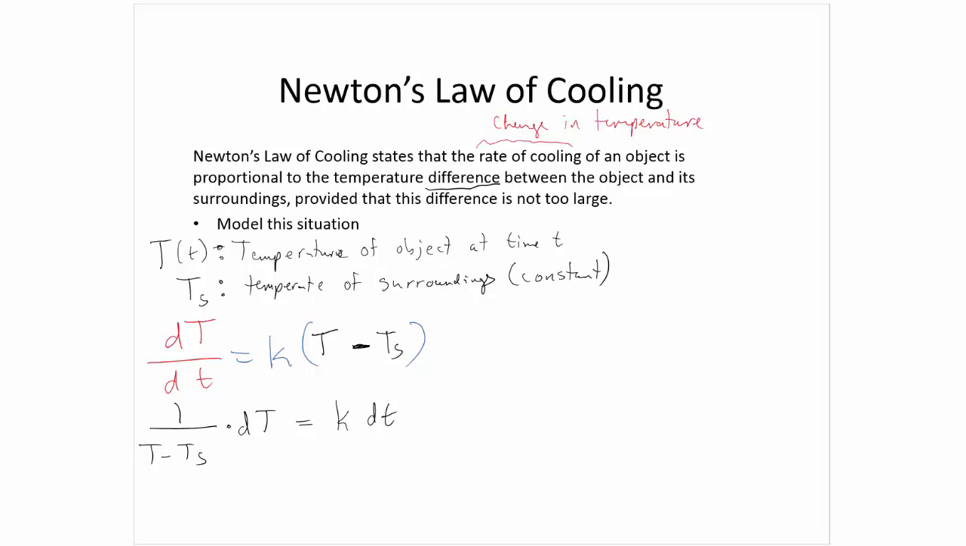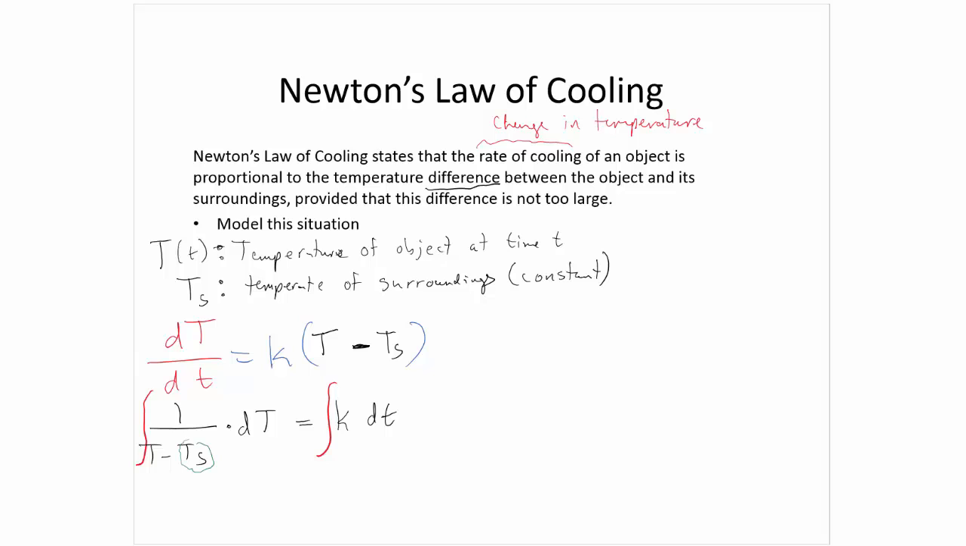As before, now I've got everything that involves the dependent variable, capital T, on the left, and everything independent, in terms of little t, on the right-hand side. And so now I can integrate both sides with respect to the appropriate differentials. And notice that this Ts is a constant, and so that's like integrating 1 over T minus Ts. And we make a simple substitution.